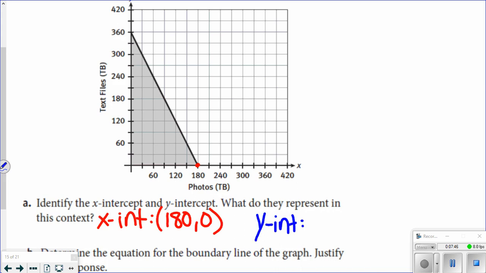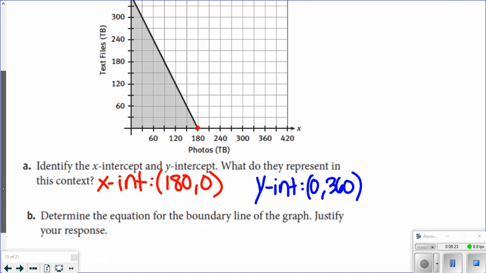So my y-intercept on my y-axis up here, where do we start? It's at 0, 360. So this 0 means 0 terabytes of photos are being uploaded, and 360 is the maximum number of text files that could be uploaded. Okay, so those are my x and y intercepts.